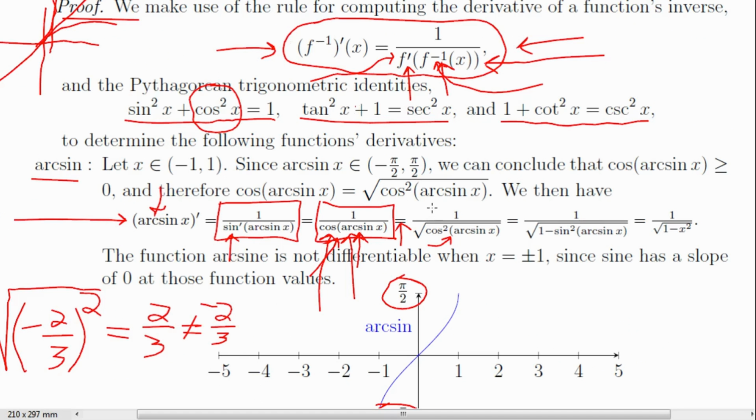At this point, we can now use our Pythagorean trigonometric identity, as we mentioned before, and sub in here 1 minus sine squared of x, which is exactly what we do here. And sine of arcsine of x is obviously equal to x, and that gives us our final answer, 1 over the square root of 1 minus x squared.